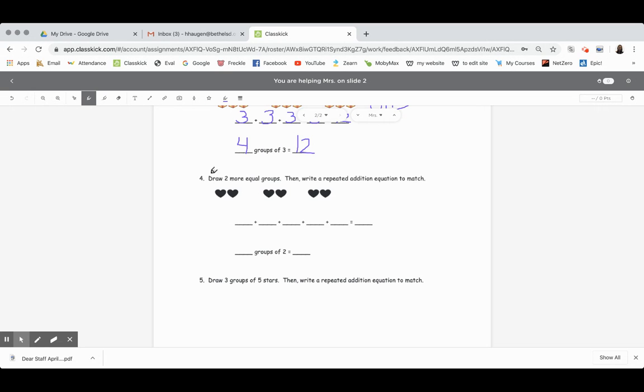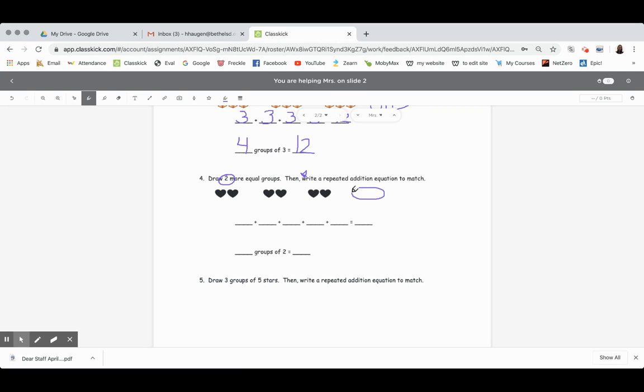Number 4, draw 2 more equal groups. Then write a repeated addition equation to match. So again, there's two directions, but the first one's super tricky. Draw two more equal groups.